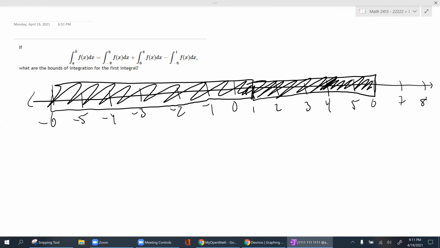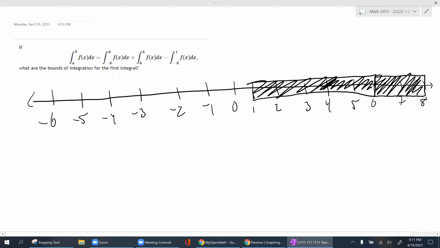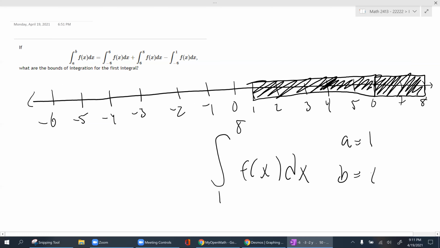I'm going to add something to that. I'm going to add a segment between 6 and 8, so I'm going to attach that there. At this point, I have my integral between -6 and 8. But I need to subtract now between -6 and 1. So if I'm subtracting between -6 and 1, I now have this. Meaning, what are the new bounds of my new integral? The new bounds are between 1 and 8, where a is my lowest point, 1, and b is my highest point, 8.